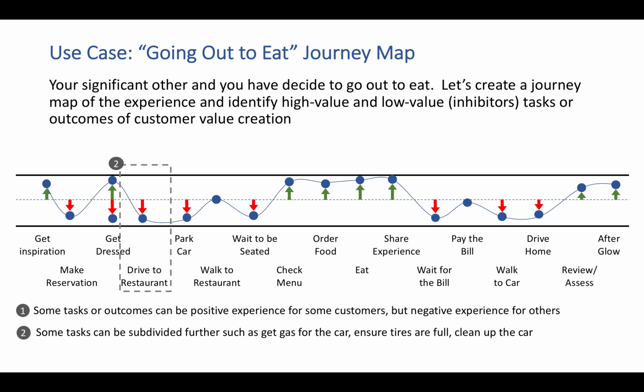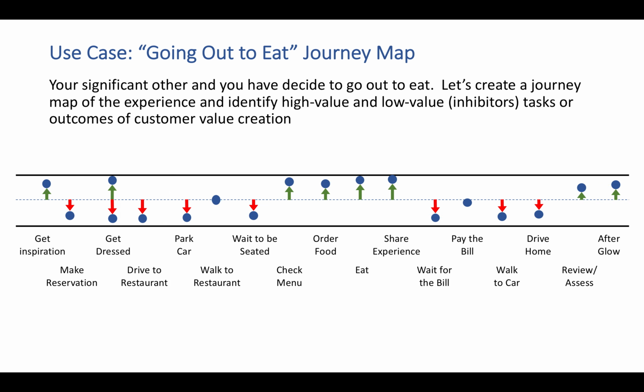So if these are the high value tasks, high value outcomes, and these are the low value inhibitors, what is it that we could do to try to either monetize the high value tasks even more and mitigate the low value tasks? So let me walk through an example. Ordering, for example, making the reservations. I use a tool, or an app, called OpenTable.